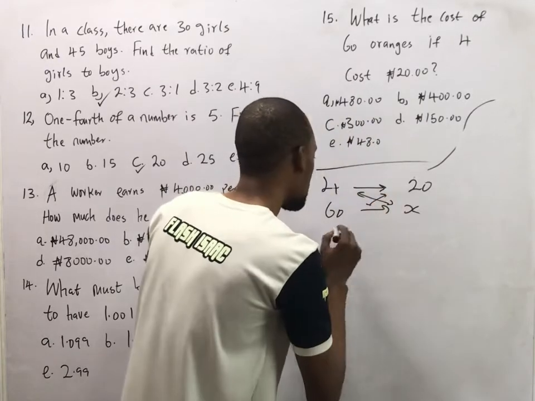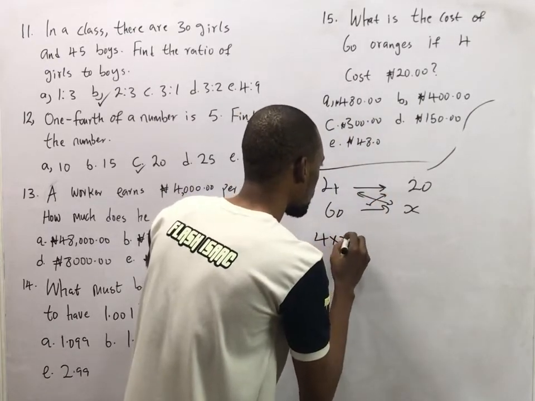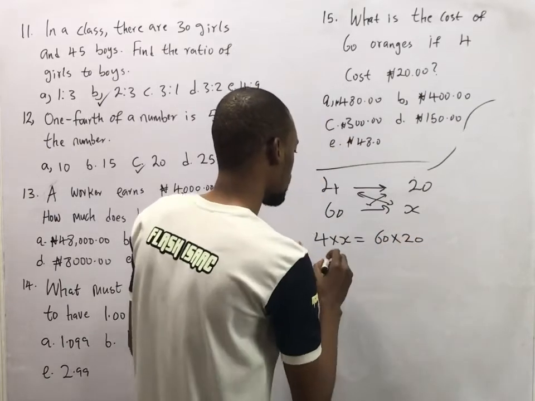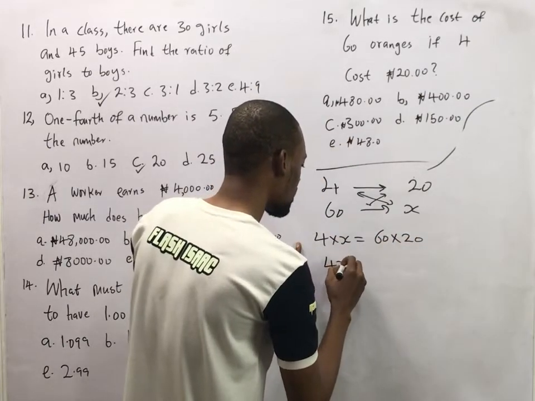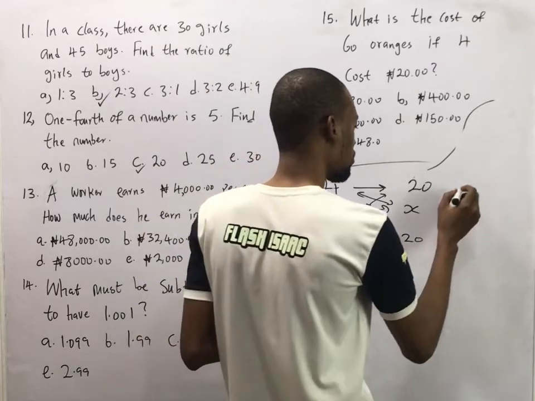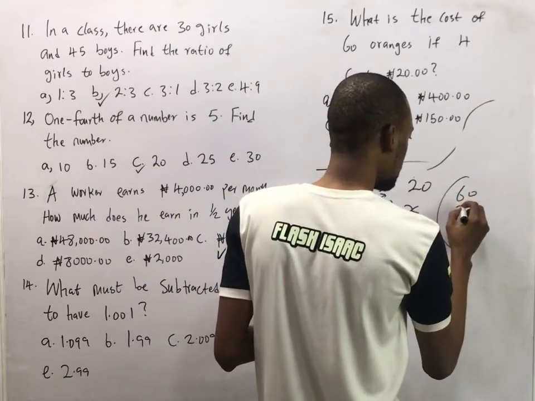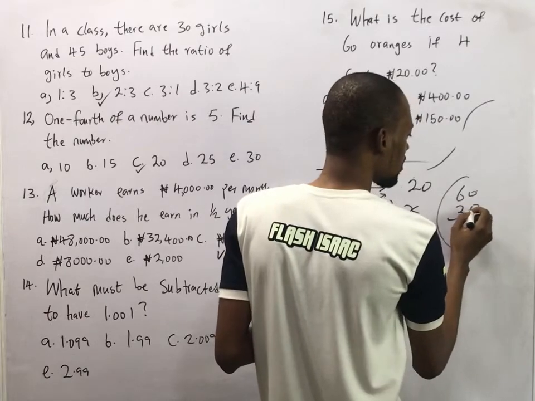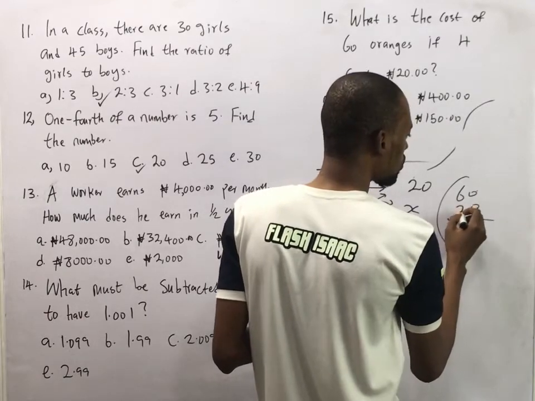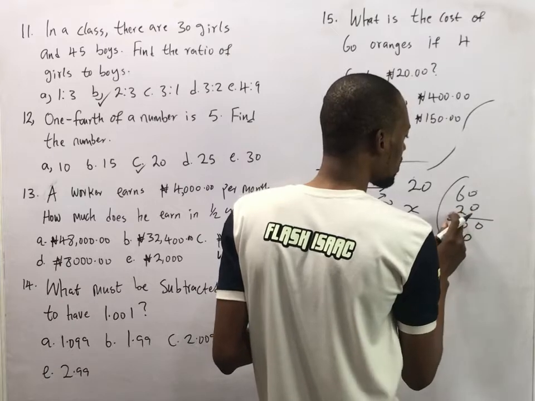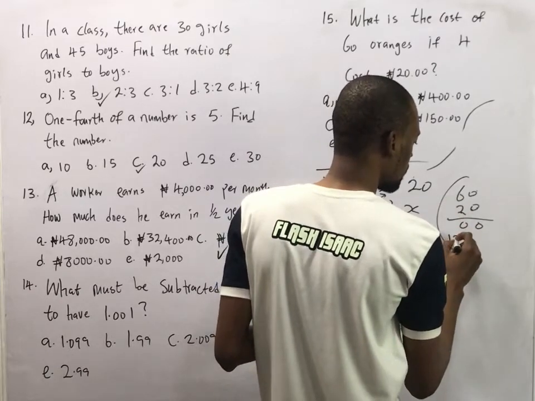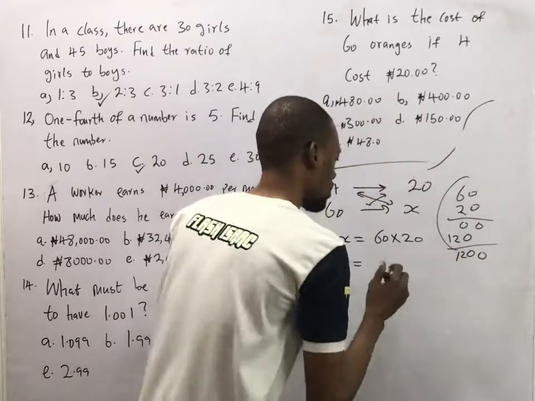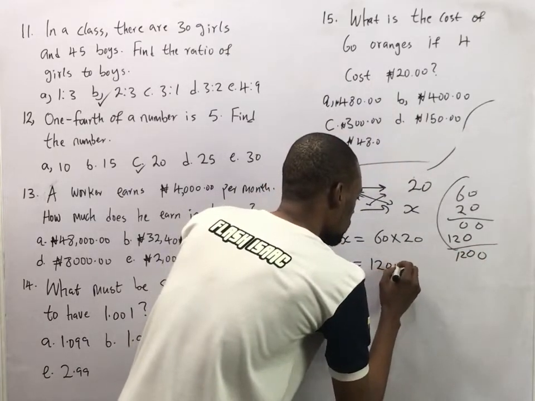Then S will simply be, we cross multiply. So 4 times S is equal to 60 times 20. 4 times S is 4S, is equal to 60 times 20. 0 times 0 is 0. 0 times 6 is 0. 2 times 0 is 0. 6 times 2 is 12. So that will give you 1200.